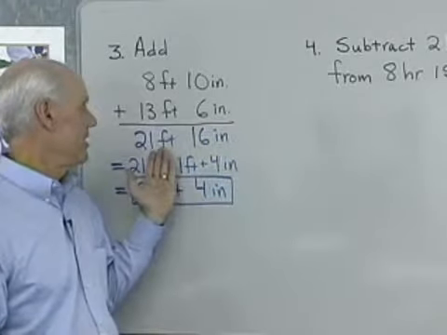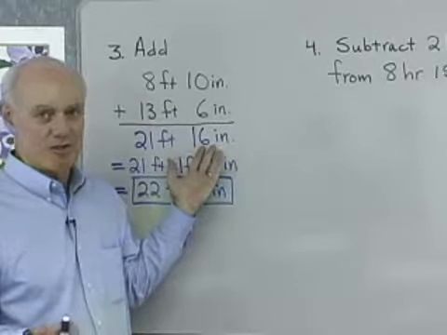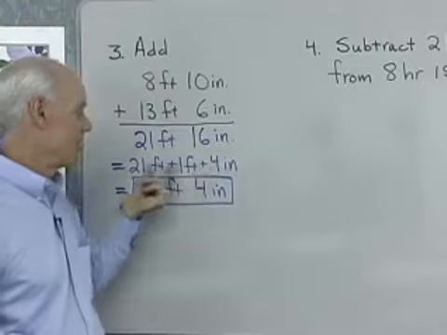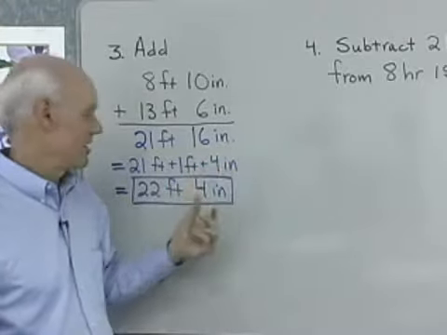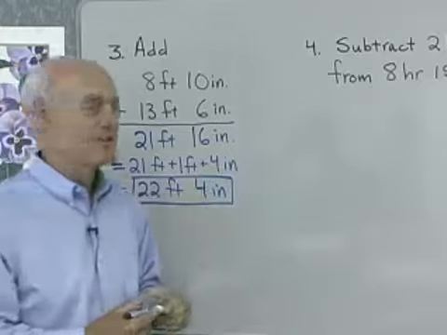Over here I add feet, I get 21 feet. I notice that I have more than 1 foot here because there's 12 inches in 1 foot, so I have to write that little conversion if I want. Maybe I just think this step right here and don't actually write it out, end up with 22 feet, 4 inches. Okay, let's look at our next problem.